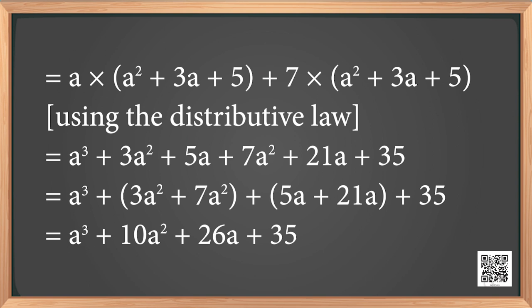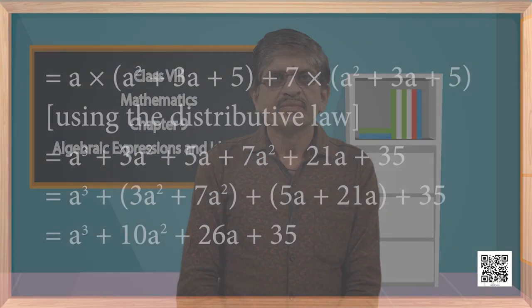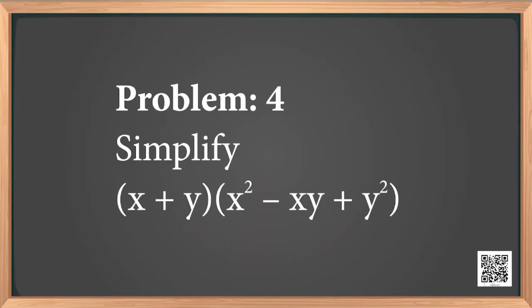Hence, the product of a plus 7 and a square plus 3a plus 5 has 4 terms. Is it not interesting? Good. Try to solve this problem on your own. Problem number 4, simplify x plus y times x square minus xy plus y square.